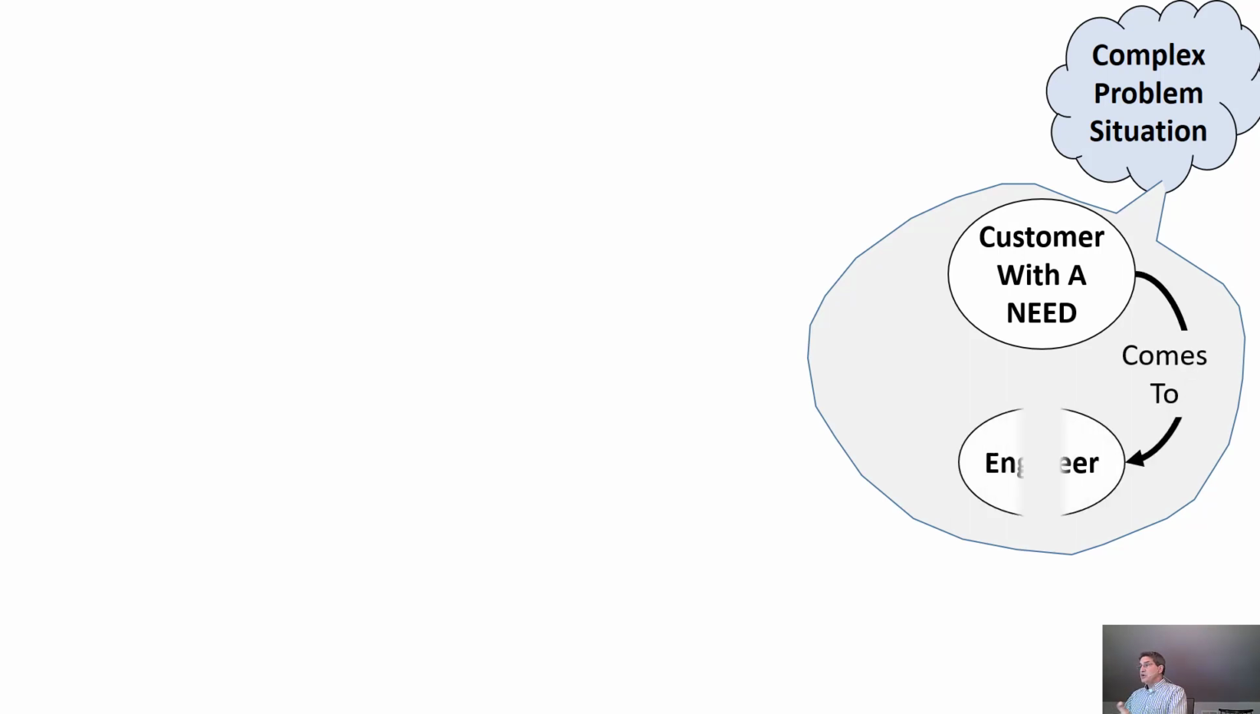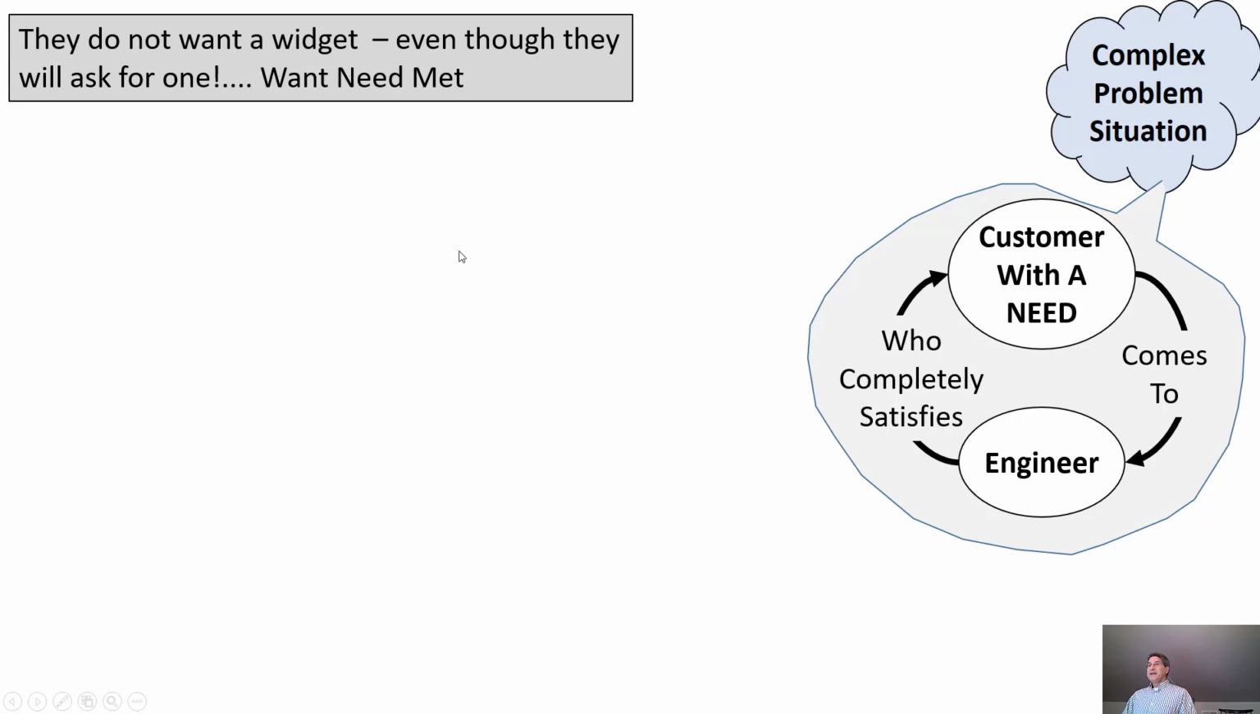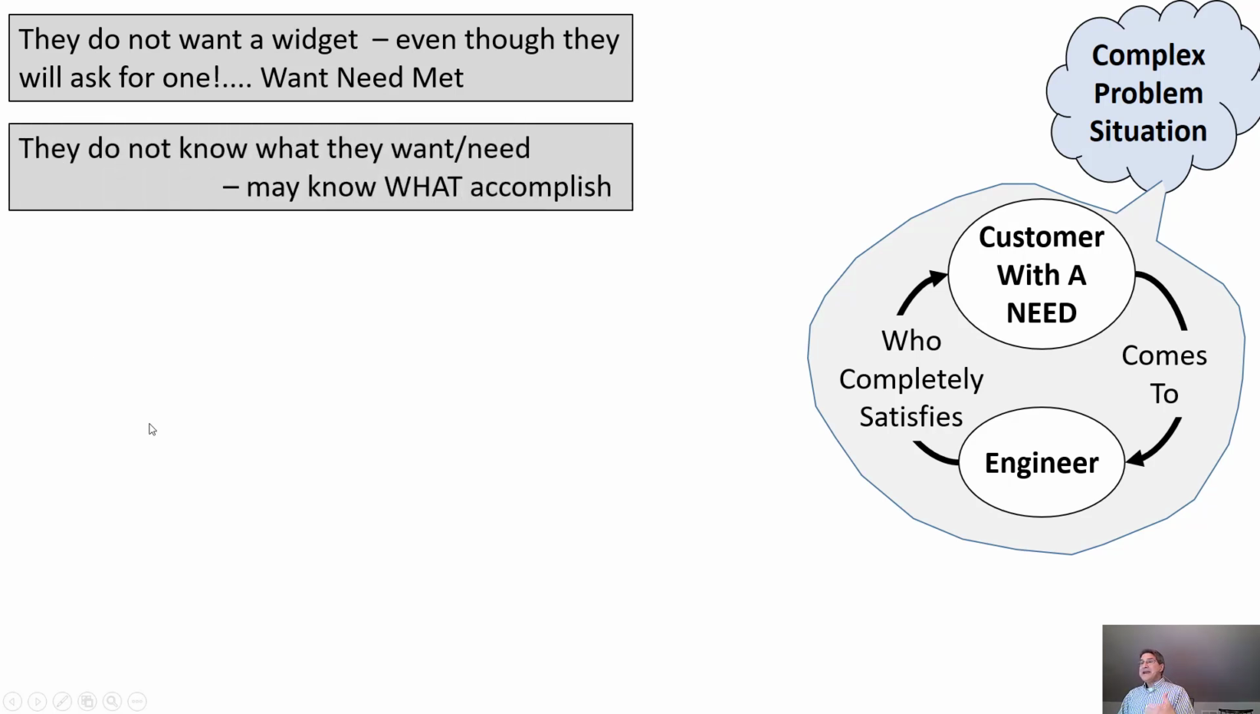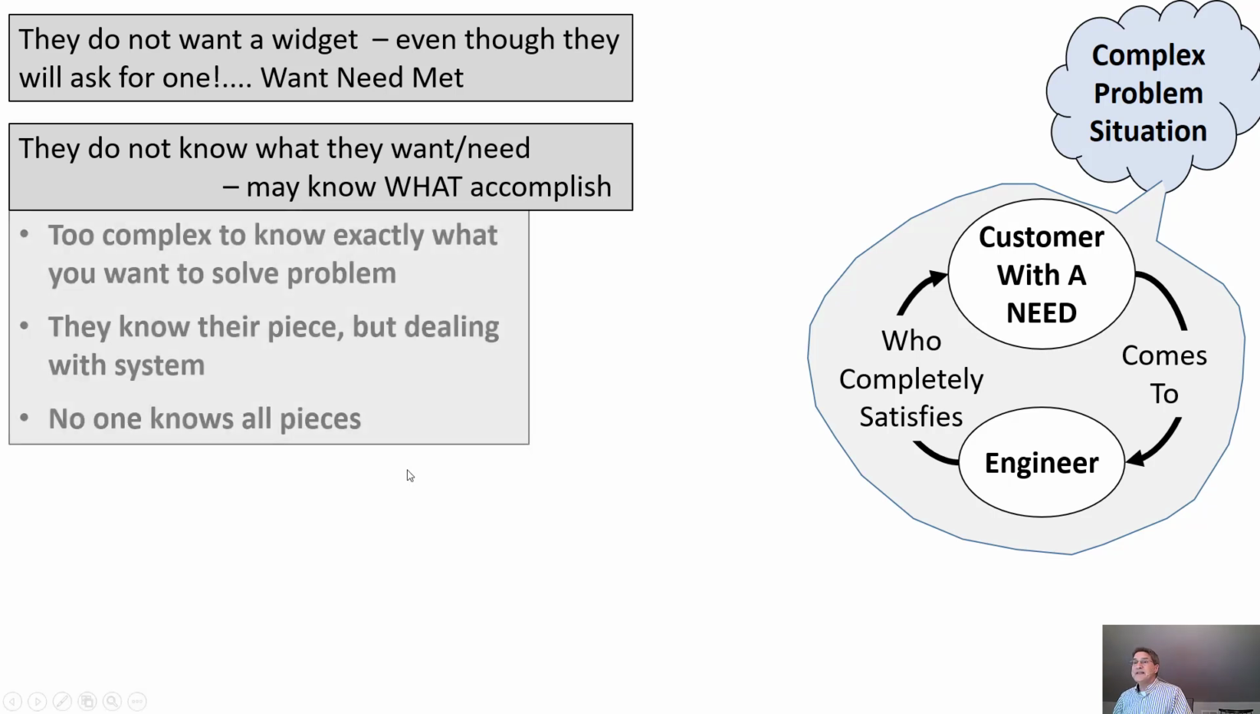And so they come to you, the engineer, and they want you to completely satisfy their need. That's what they really want you to be able to do. Now, they may ask you for a product, but they don't really want a product. They want their need met. And it's very likely they don't know exactly what they want or what they need. They might know what they want to accomplish, but probably not even that completely, because that problem situation is too complex to know exactly what they want to solve the problem.